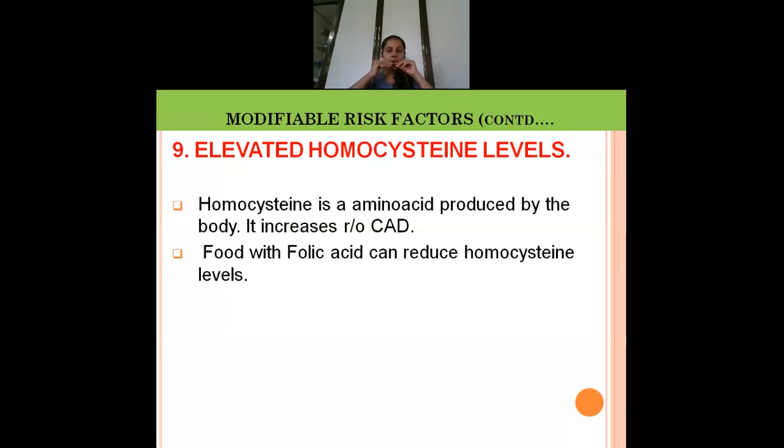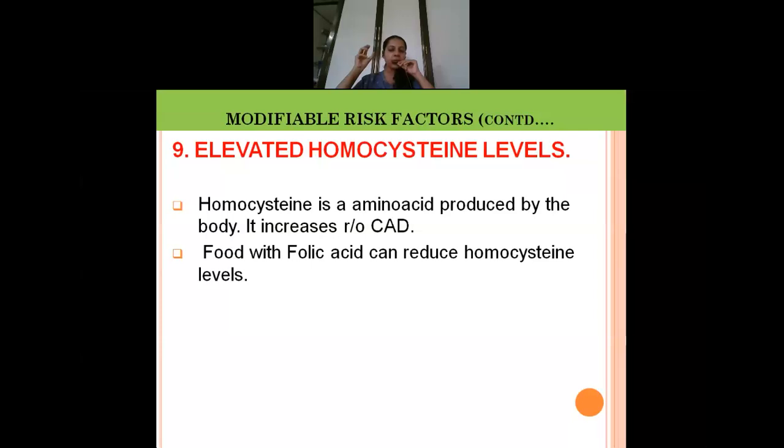Next is elevated homocysteine levels. Now homocysteine is an amino acid. It is a protein or an amino acid that is produced by the body, especially when we consume a lot of protein products, animal fats and all, more and more homocysteine levels will increase. So if your homocysteine level is very high, the risk of developing CAD also will increase. That is one of the important new things you have to remember here.